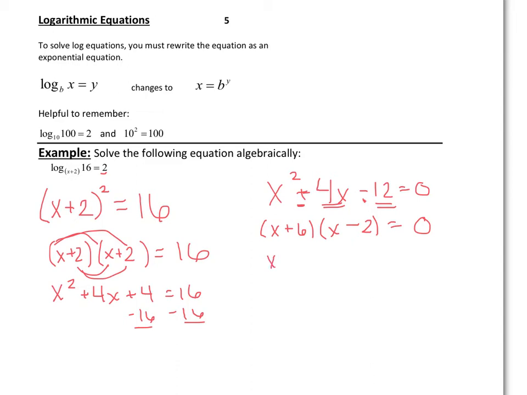Then I want to set both factors equal to 0. So I get x equals negative 6 and x equals 2.